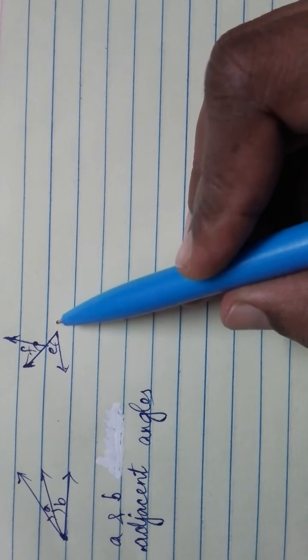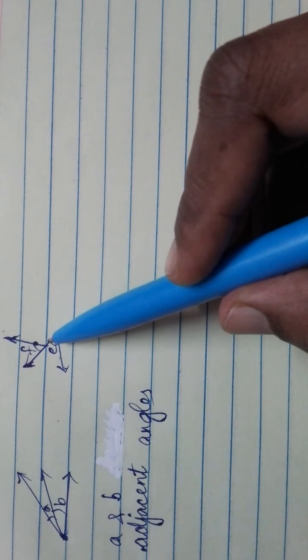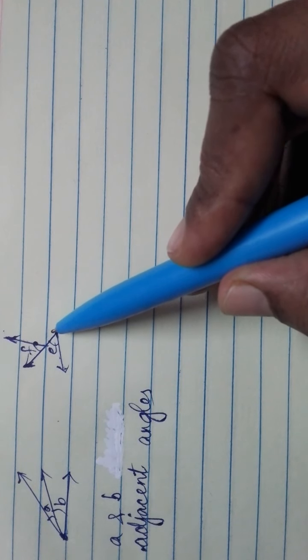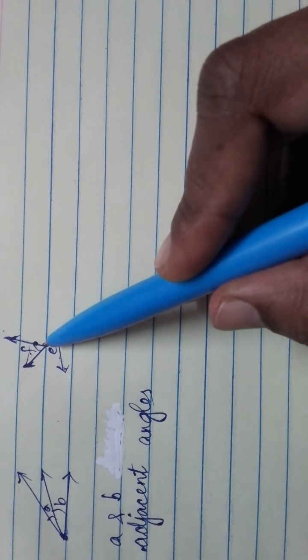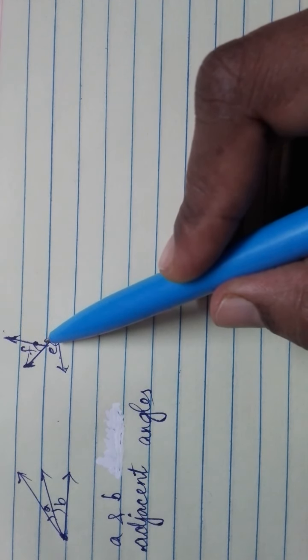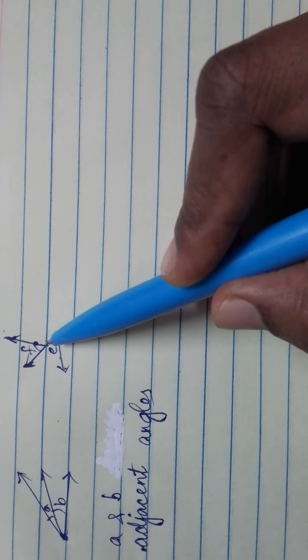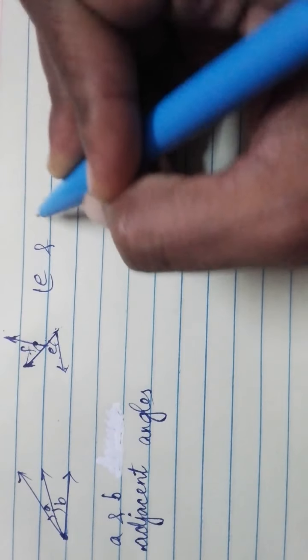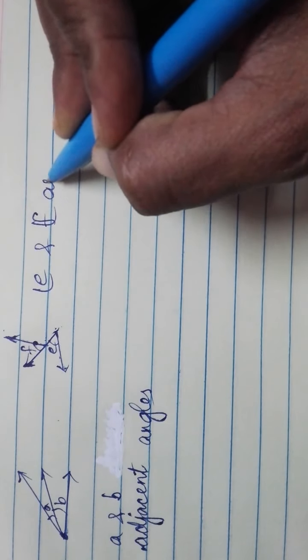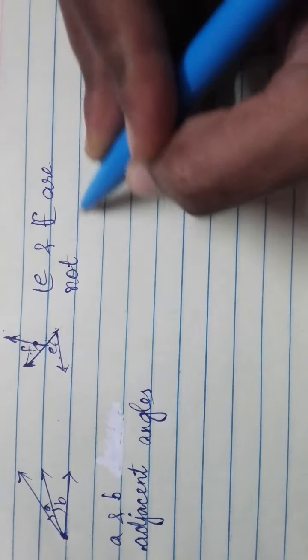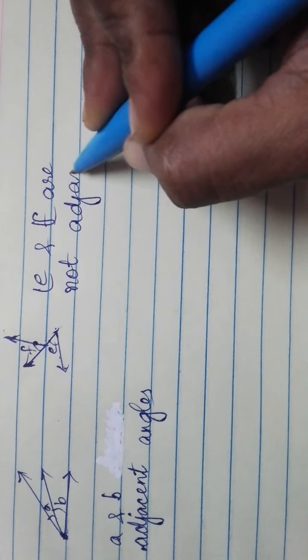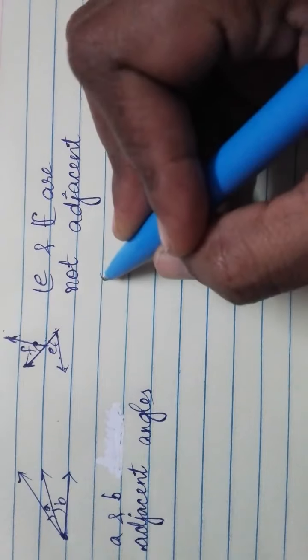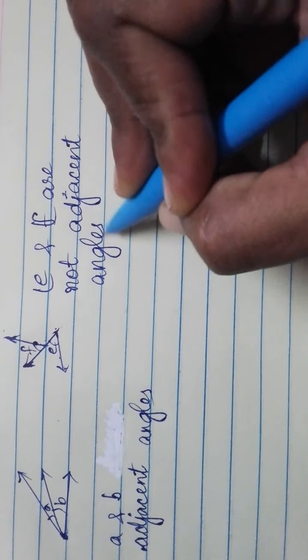So A. Now let us look at the next figure. Here you can see that the arm is common. This part is the arm and the arm is common, but the vertex is different. So angle E and angle F are not adjacent angles. Understood how to decide?